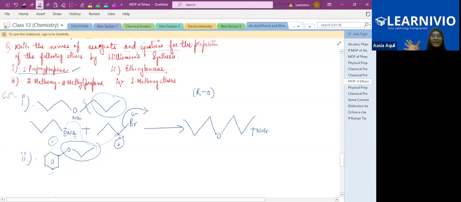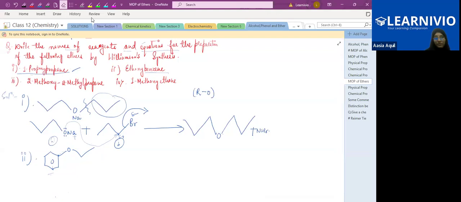The name of the parent, where do we write it? At the last, just as a title. So this is your benzene and this is your ethoxy, oxygen with the ethyl. This is known as ethoxy. So it's ethoxybenzene. Done?